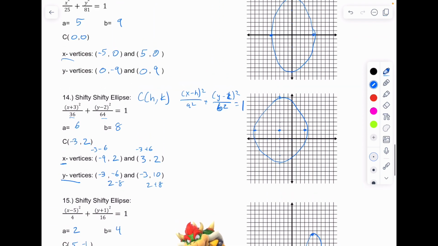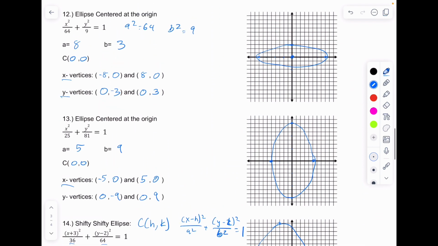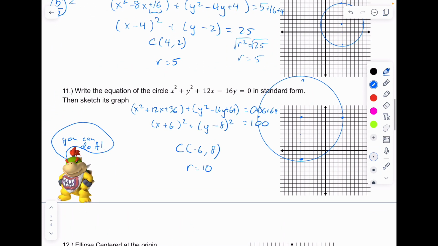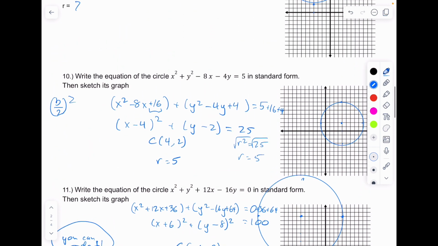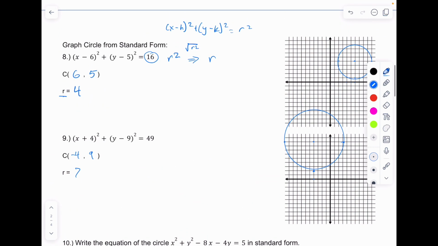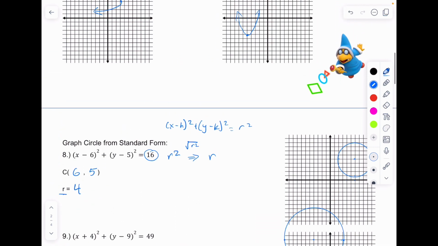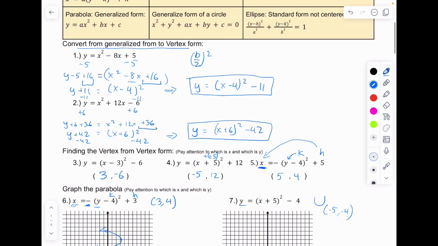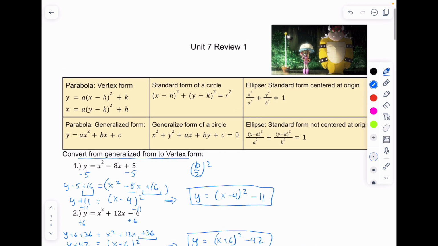This is your review. Please feel comfortable with shifted ellipses, ellipses centered at the origin, how to get your circle, how to convert from general form to standard form and graph it, how to use vector forms, vertex forms. You've got this. Good luck.